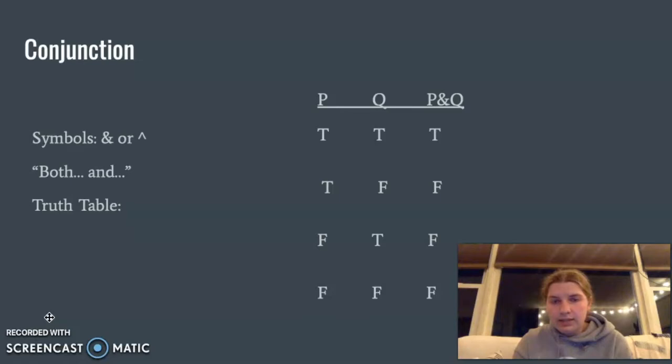So we see in row 1, P is true, Q is true, meaning the conjunction of P and Q is also true. For P and Q in row 2, we see true and then false, meaning it is false. Row 3, false, true, meaning it is, again, false. And then false, false for row 4, meaning it is false. So the only time a conjunction can be true is if both P and Q are true.